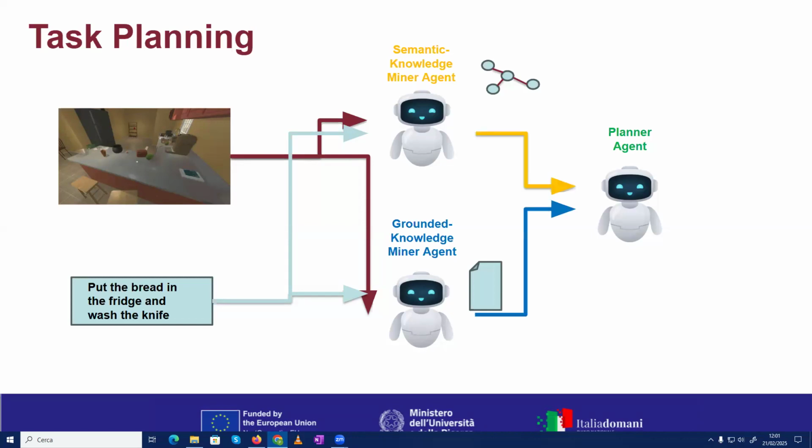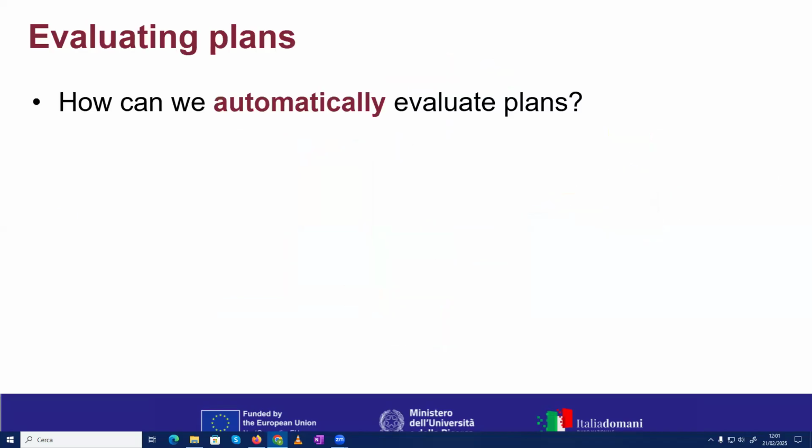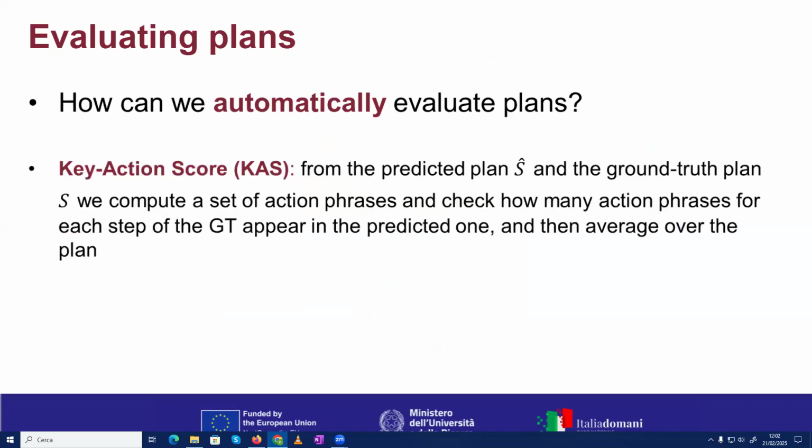These two outputs, the graph and the description, are given as inputs to the planner agent, which provides us the sequence of actions to follow to reach the goal. In this case, in a list of steps, we have: pick the bread, put it in the fridge, grab the knife, rinse the knife. But when we have obtained this plan, how can we automatically evaluate it?